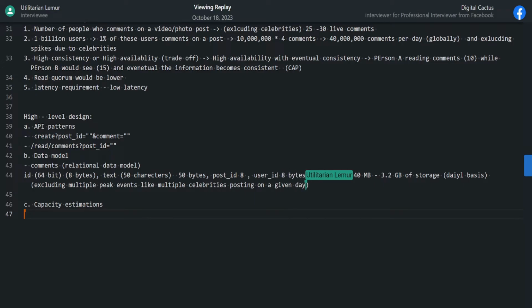Right. I combine both this and capacity estimation here. All right. Any questions here before I move on to the high level design?